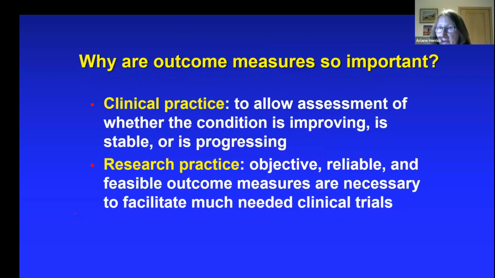So we need outcome measures. They're very important because we need them in clinical practice so that the clinician in the clinic can assess whether Raynaud's phenomenon and digital ulcers are improving, stable or progressing. And in research practice, we need outcome measures because we are very much in need of objective, reliable and feasible outcome measures to facilitate clinical trials.